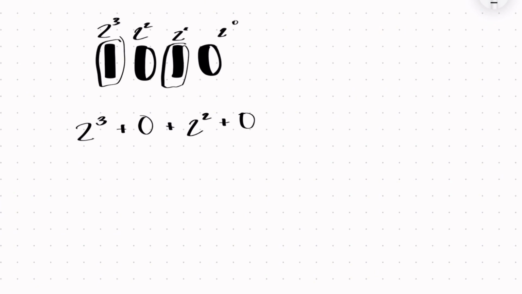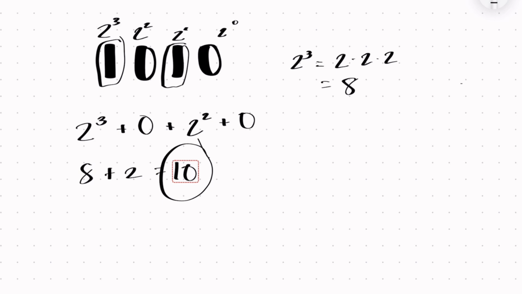Now, let's add up these numbers. So 2 to the third power is equal to 2 times 2 times 2, which is 8. So let's put the 8 here, plus, because 2 to the first power is equal to 2, 8 plus 2 is equal to 10. So the binary number 1010 has a value of 10.